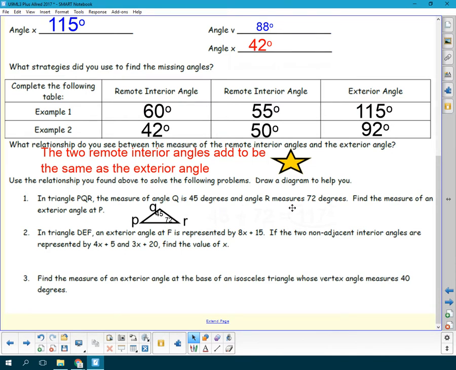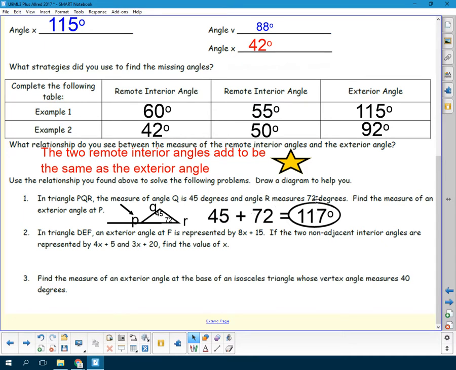And we also know that we have an exterior angle at P. That means a line has been drawn from P out of the triangle, and we are trying to find the measure of that exterior angle at P. We already know these two remote interior angles, the two non-adjacent interior angles, are 45 and 72. If I add those up, based on the rule we just talked about, those have to equal the exterior angle. It's 117.